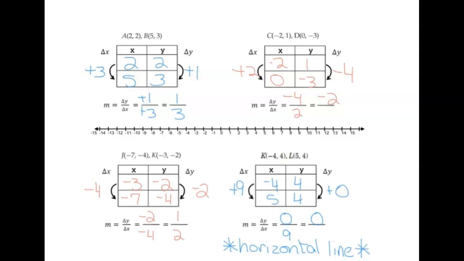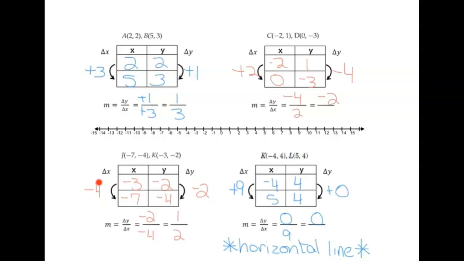So for the first set of points, J at (-7, -4) and K at (-3, -2), I got the slope 1/2. I want you to notice it does not matter which order you put the points in the table, which one's first, which one's second, but I put these this way to show you something.